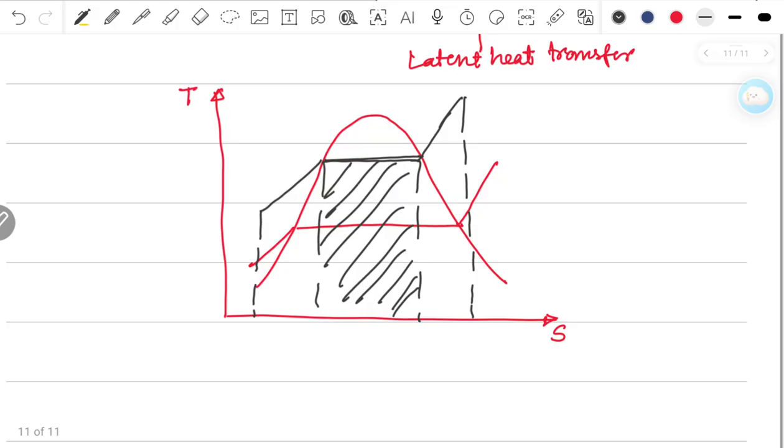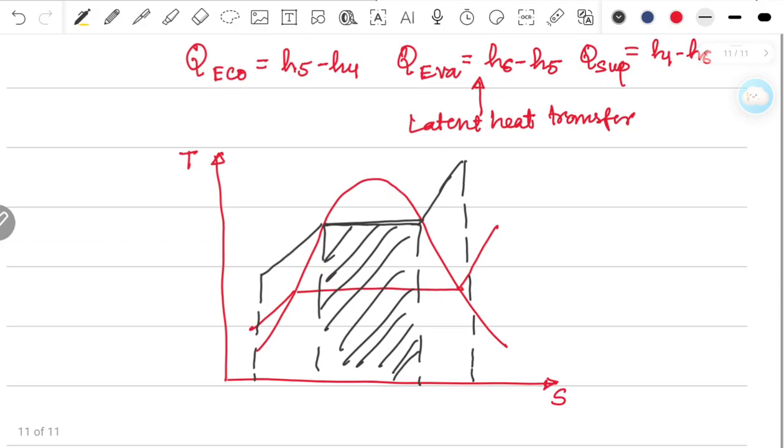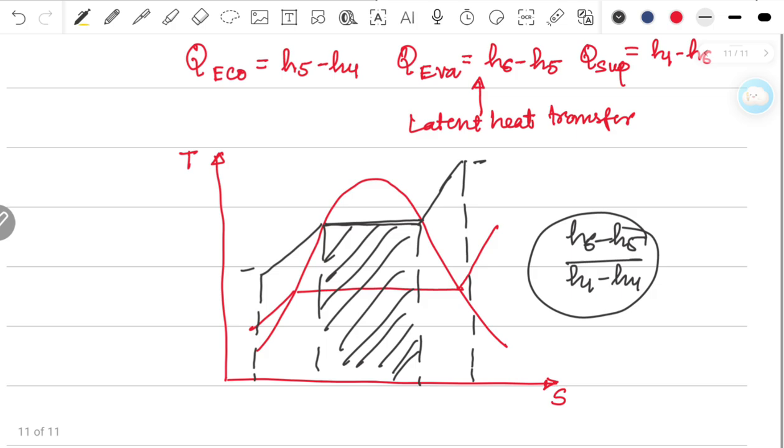So what is the fraction? That means the total energy taken up by the evaporator. If I come back, it is H6 minus H5 divided by the total, that is H1 minus H4, since this was 1 and this was 4. This particular ratio will reduce as we move up. So as the pressure increases, the amount of energy transferred in the evaporator reduces.